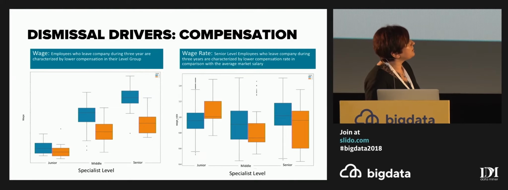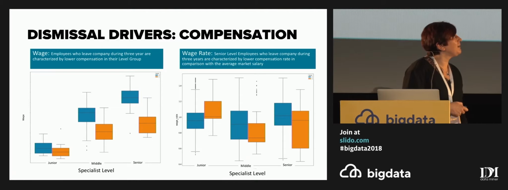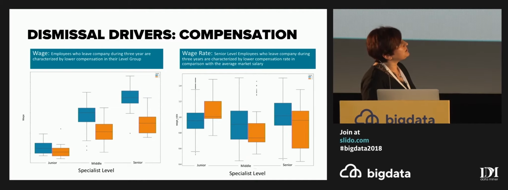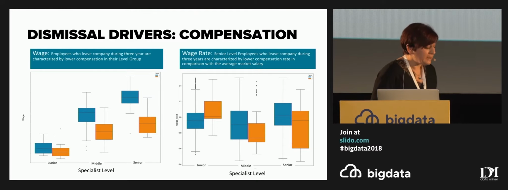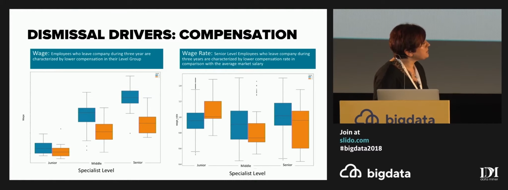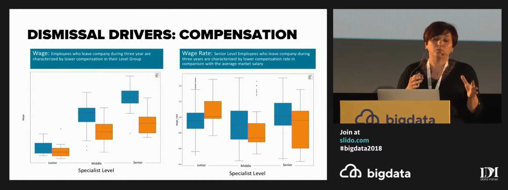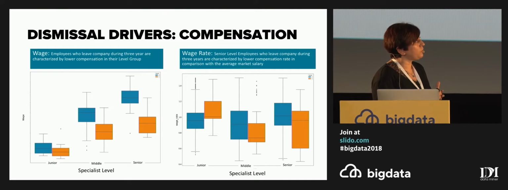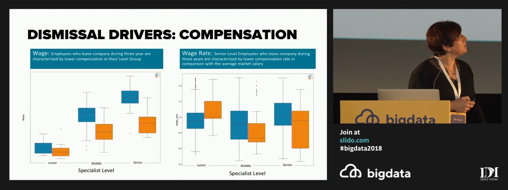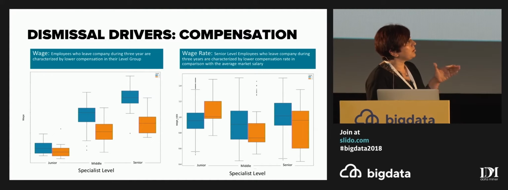The situation with middle-level specialists can also be considered like the situation with seniors, but for juniors, this pattern is broken. But in any case, we can state that wage and wage rate have a very good correlation with the employee dismissal risk, because the higher the level of compensation and the higher the wage rate, the lower the risk we should expect.